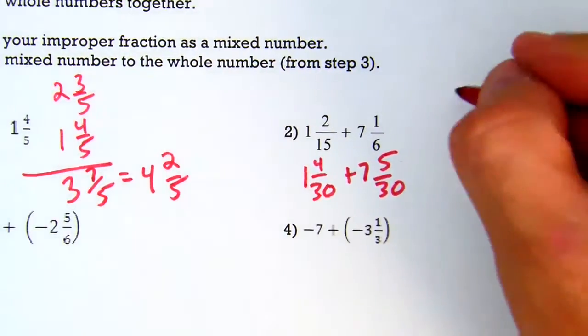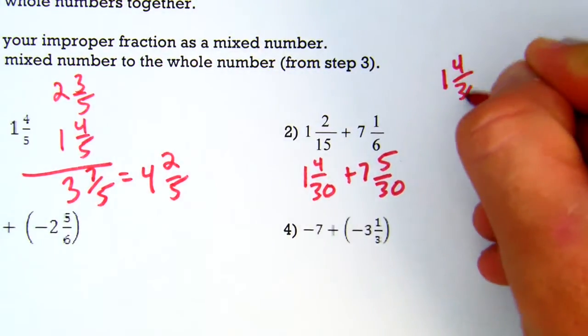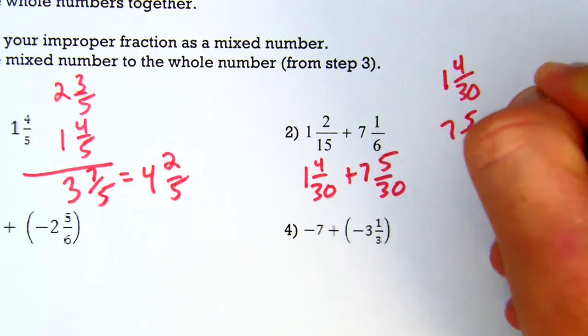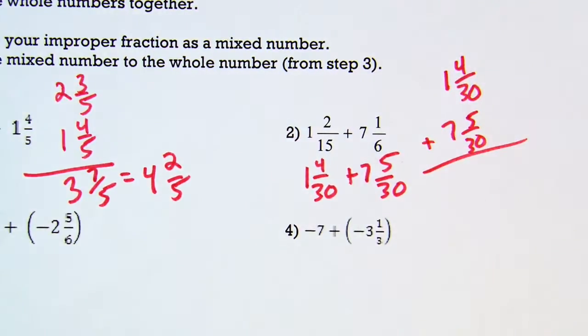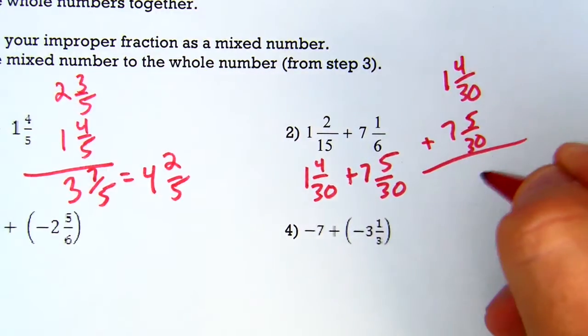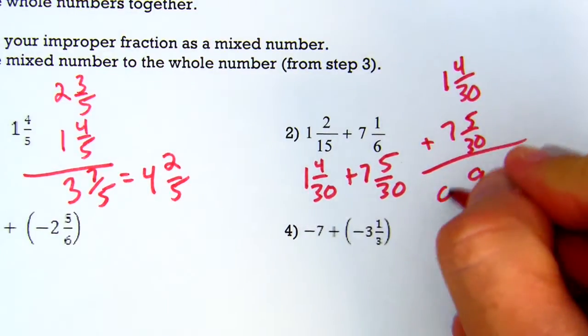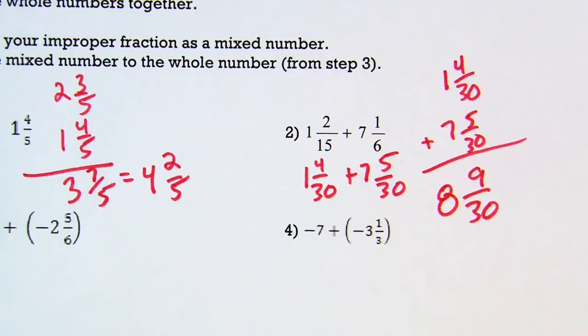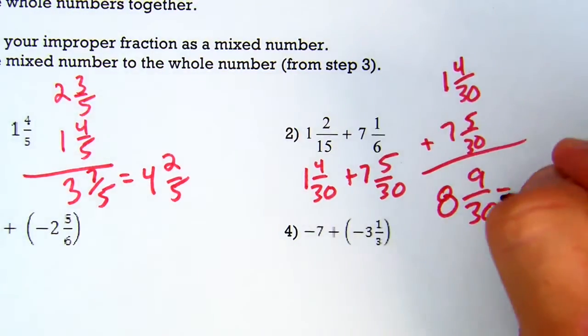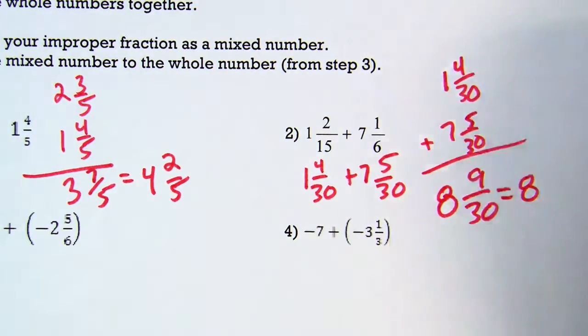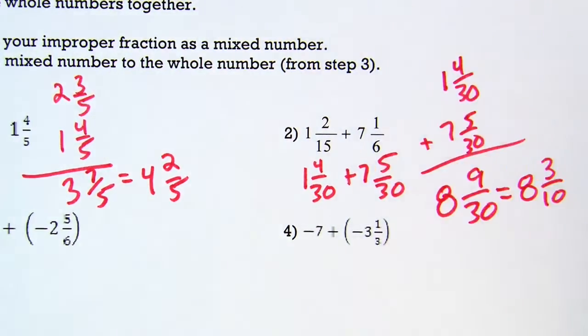So now that I've done that, I'm going to go ahead and stack them up. So 1 4/30, 7 5/30. 4 plus 5 is 9 over 30, and then 1 plus 7 is 8. So I have 8 9/30. I also recognize here I can simplify my fraction. So it turns out to be 8 3/10.